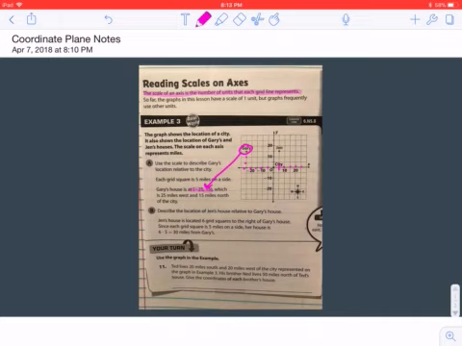So in direction terms, on a map, you would say it is 25 miles west and 15 miles north of the city, because the city is our origin right here.